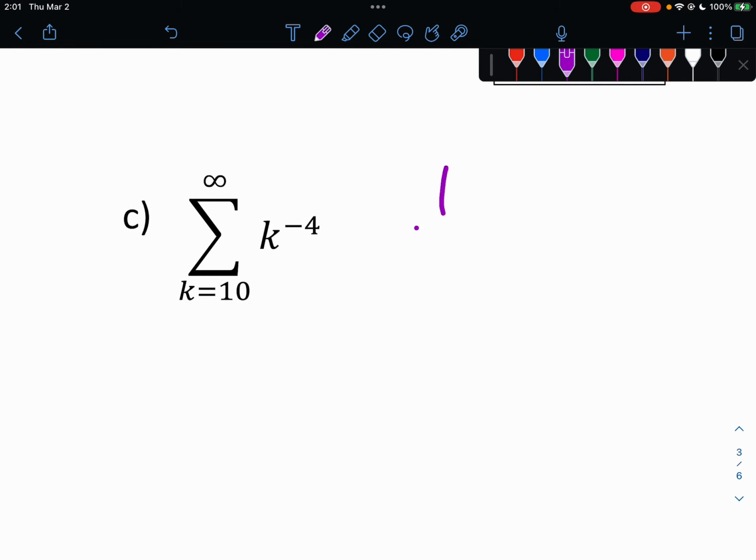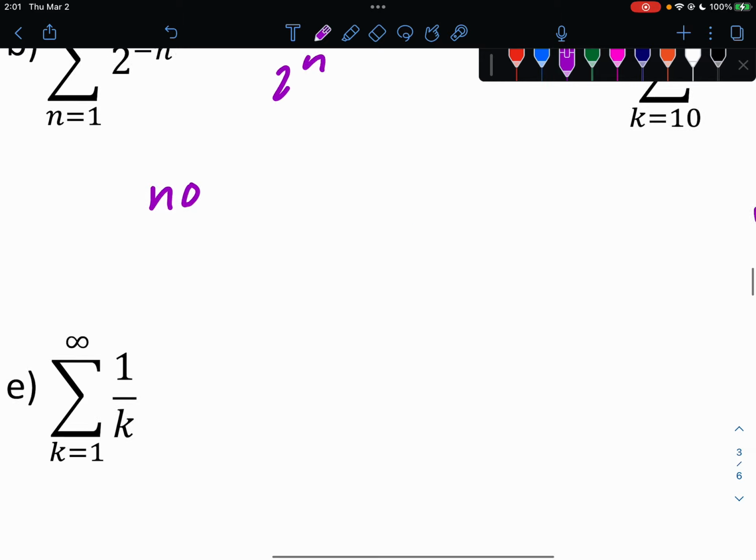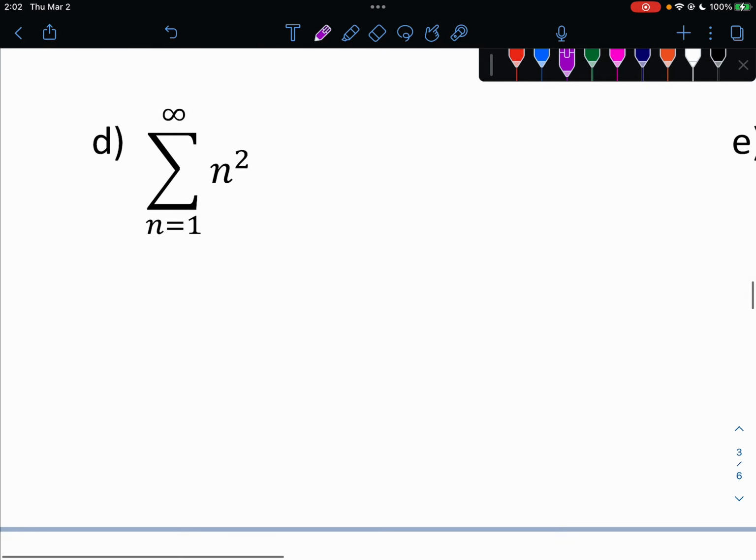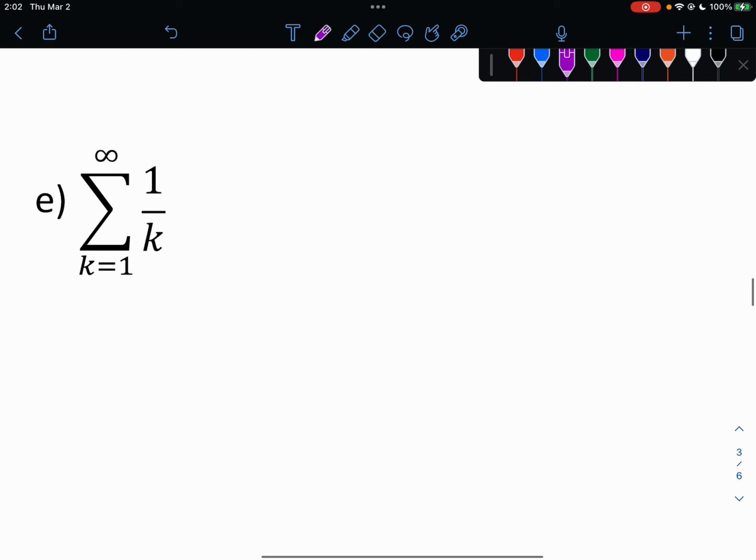Third one, you can write that as 1 over k to the 4. So yes, that is a p-series. Fourth one, we don't have to rewrite it at all. It is what it is. And no, that is not a p-series. It has to be 1 over n squared would be a p-series. And the last one, remember, this is like 1 over k to the 1. So yes, this is a p-series.